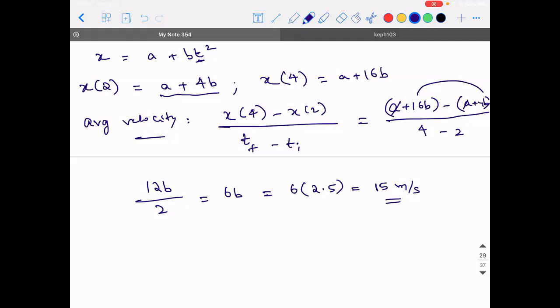If you want, I will do one thing. You can change the limit to 0 to 4 seconds and try. Tell me if the answer is going to match. It will fail mostly, because that method is not right.